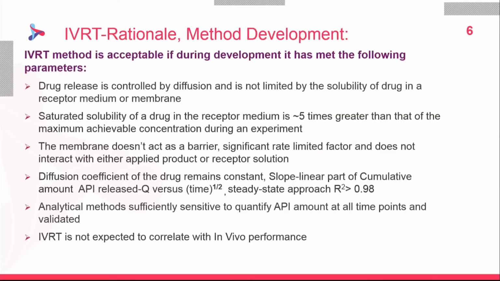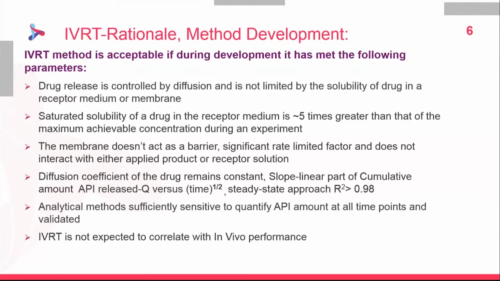Now, briefly sum up the IVRT rationale, the main principles. Drug release is controlled by diffusion and is not limited by solubility. The saturated solubility of the drug in the receptor medium is high. Ideally, it should be 10 times, but sometimes 5 times is okay. The membrane does not act as a significant rate-limiting barrier, and does not interact with either the applied product or the formulation. It should be inert toward both the product applied and the receptor.